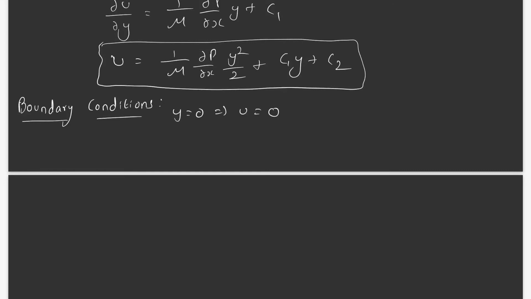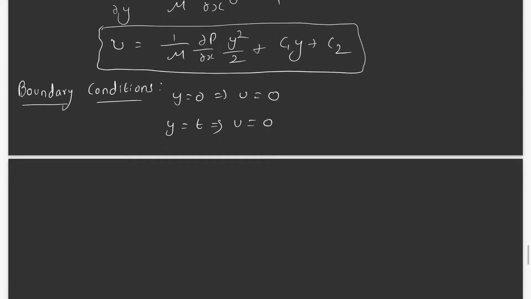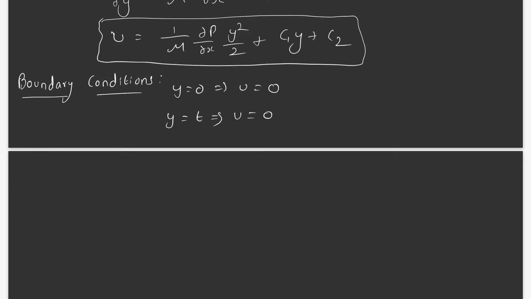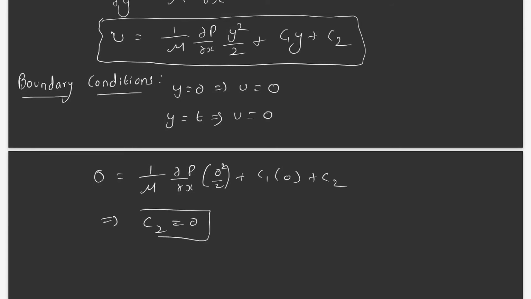Again, there is another wall that is on top. There also velocity is 0, but there y becomes t. Why? Because t is the thickness. The distance of the top plate from the bottom plate is t. So at that point again velocity is equal to 0. First we apply u equals 0 value. 0 is equal to 1/μ ∂p/∂x into, again y is 0 here, 0²/2 plus c1 into 0 plus c2, which means c2 is equal to 0.